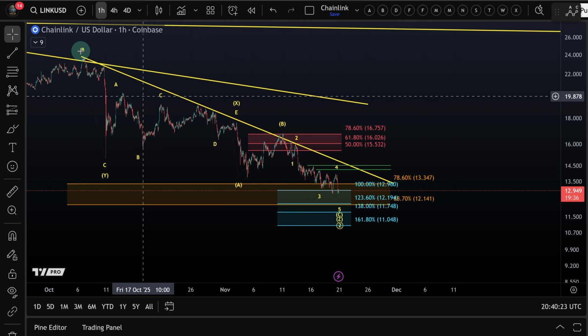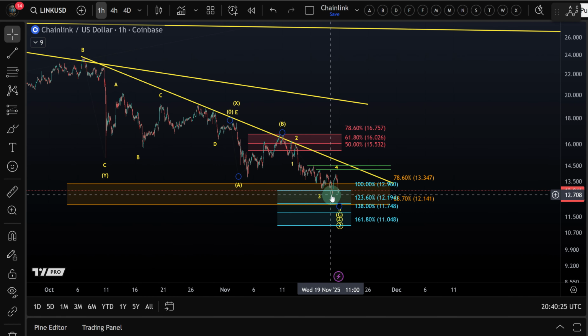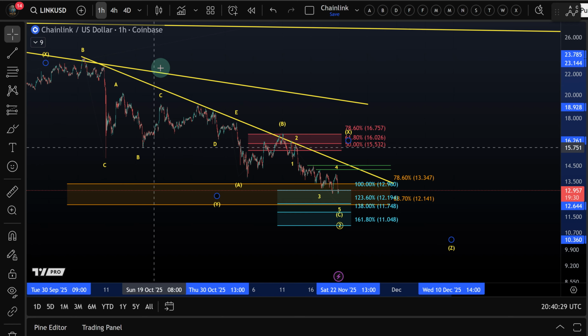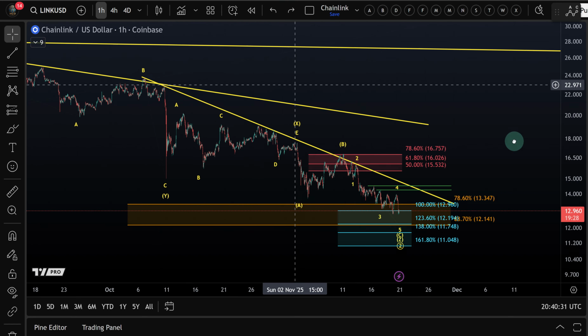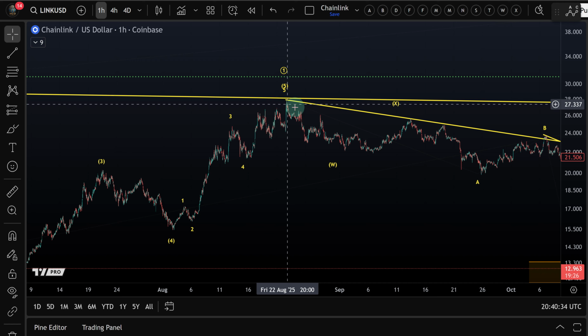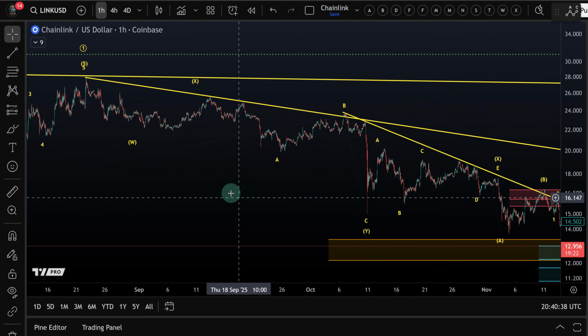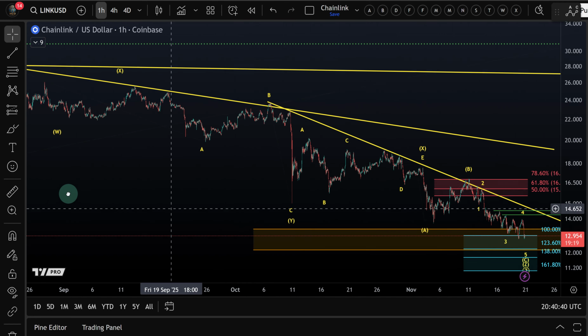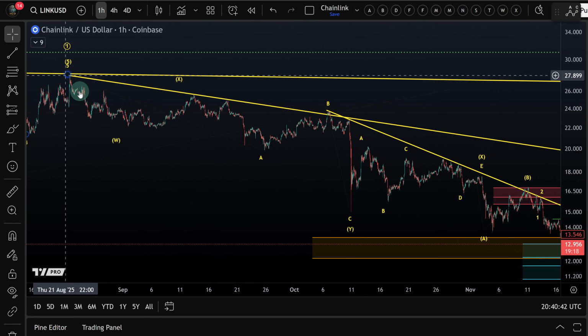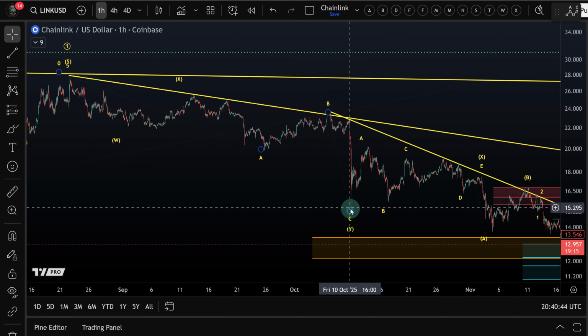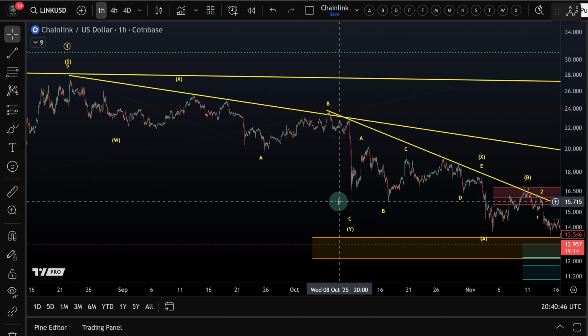upside. We're tracking this here in a downtrend. It's a downtrend that's been unfolding since the August high. And I'm obviously using Elliott Wave here. This is the model that we're using for market analysis. And this has already turned into a very, very complex structure.